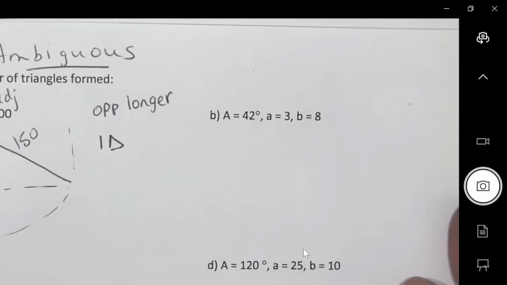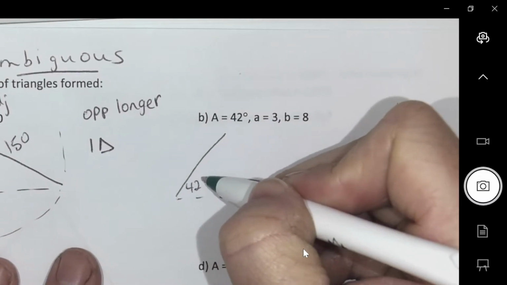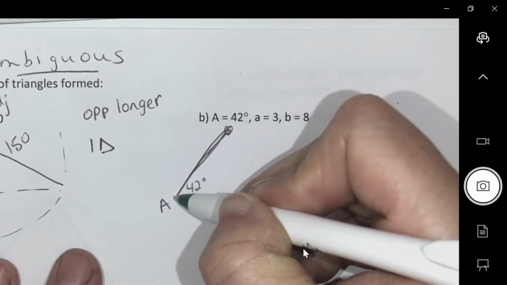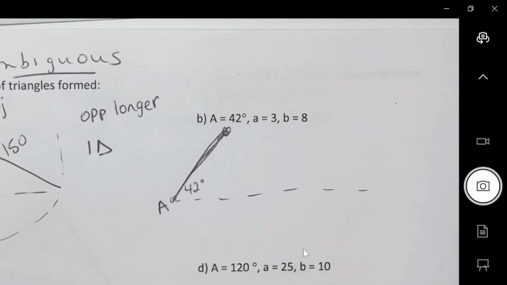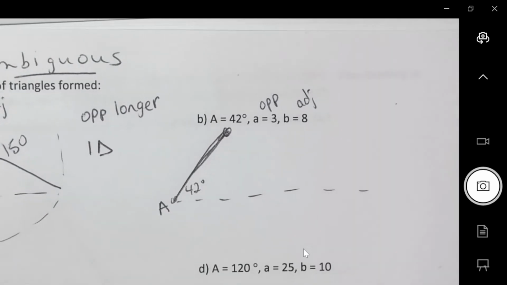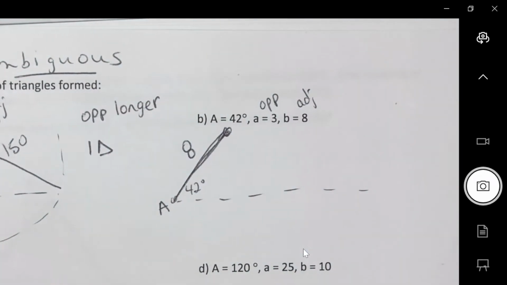Okay, B. So I'm going to draw the unknown, 42. I'm going to label this. A is opposite, so the other one is adjacent. A is the opposite because it's opposite of A. Okay, so if the adjacent is 8, the opposite is shorter. So now I'm going to have to test this situation out.